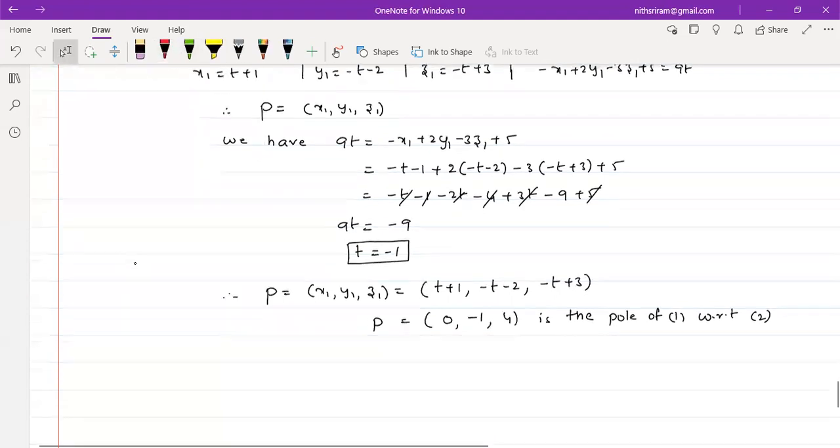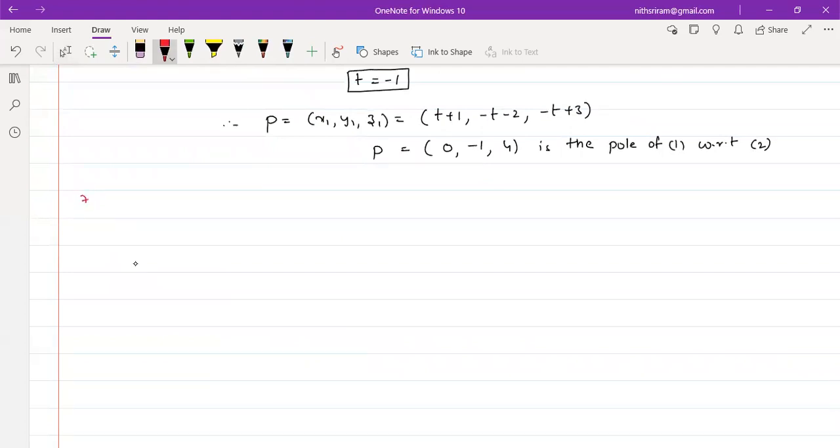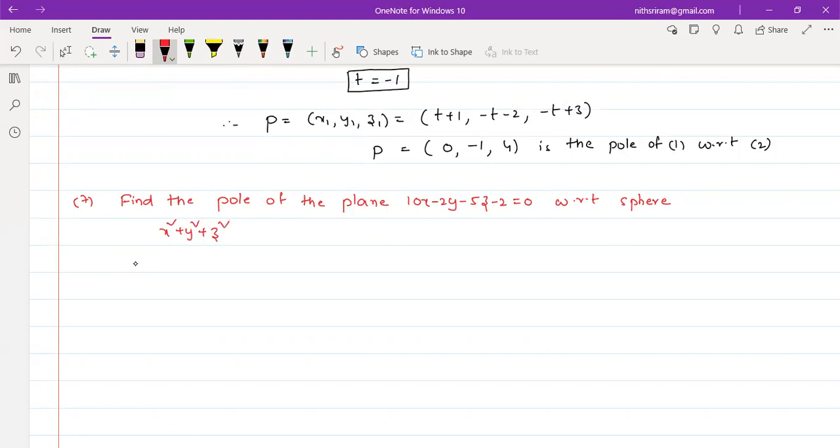The problem is: find the pole of the plane 10x minus 2y minus 5z minus 2 is equal to 0 with respect to the sphere x square plus y square plus z square minus 6x plus 2y minus 3z plus 1 is equal to 0.